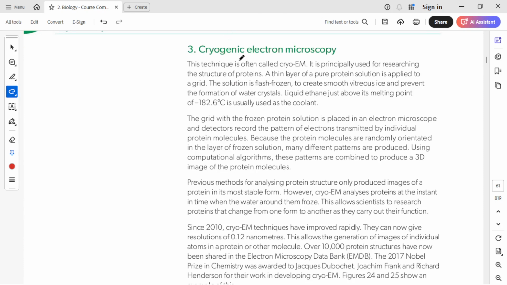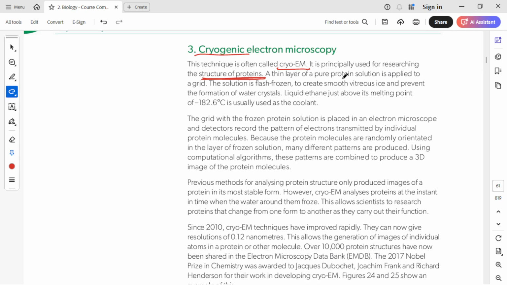The next method is cryogenic electron microscopy. Cryogenic means freezing something to very low minus temperatures. This technique is often called cryo-electron microscopy. It is used particularly for the structure of proteins. Protein structures can be studied using this particular method.